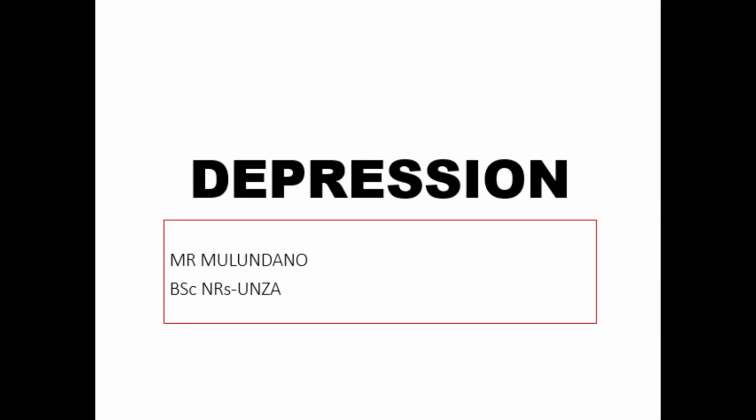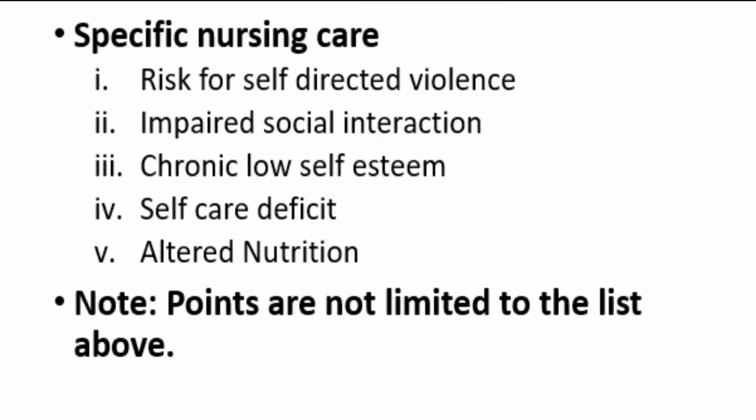Alright, so when we talk about specific nursing care, we have to establish the problems that the patient with depression will be experiencing. Then we write down the nursing interventions for those problems. Okay, I'm sure by now we know how to come up with problems for conditions, right? One of the problems that I have identified for this patient is that the patient is at risk for self-directed violence. Okay, this is a patient with depression. Of course, they are at risk for self-directed violence.